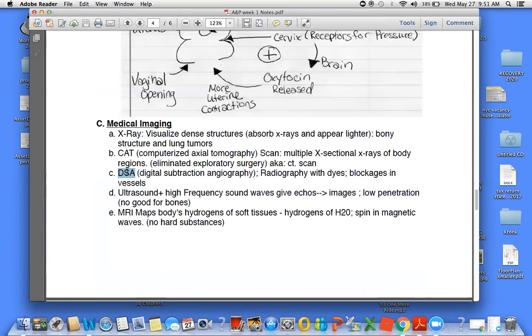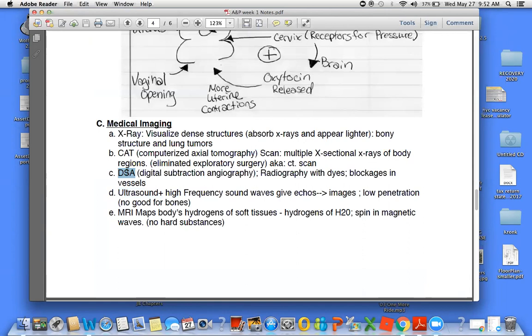And last but not least is the MRI. MRIs map the water molecules in a tissue, maps the hydrogens in particular, the spin of the magnetic waves of the water molecules, and gives a nice image.